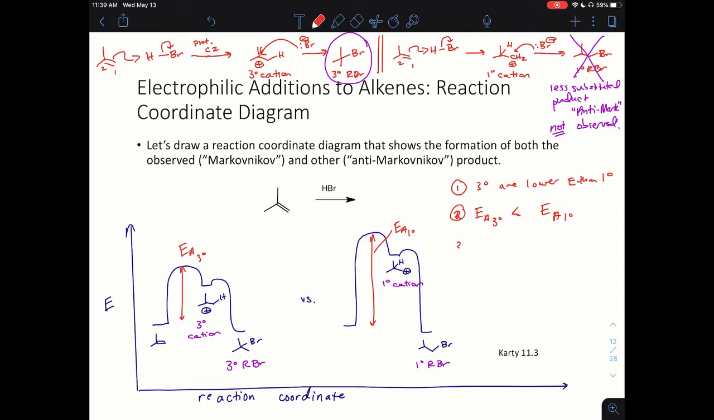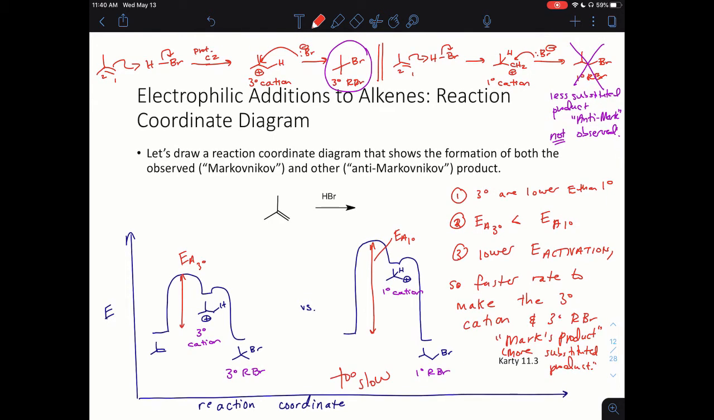And we know lower activation barrier, faster rate. And it's so fast compared to the primary that the primary is not observed. So there's a much faster rate to make the tertiary alkyl halide, and so we don't even observe the primary. It's too slow. Primary carbocations are too high energy.